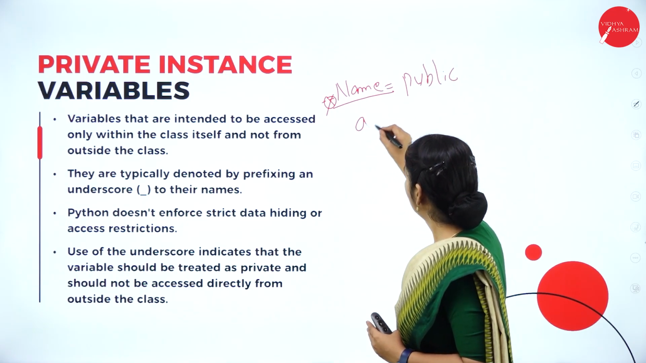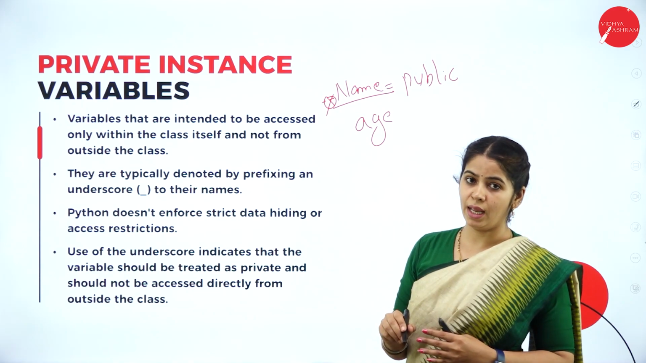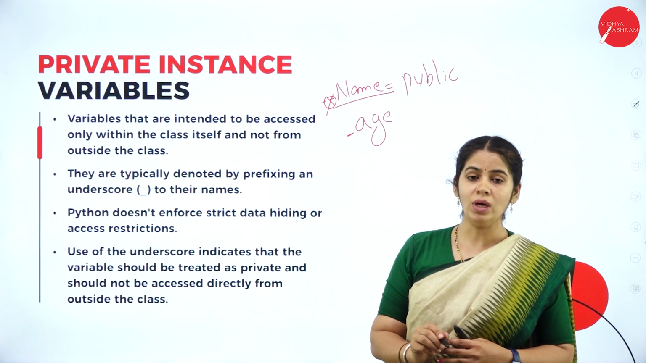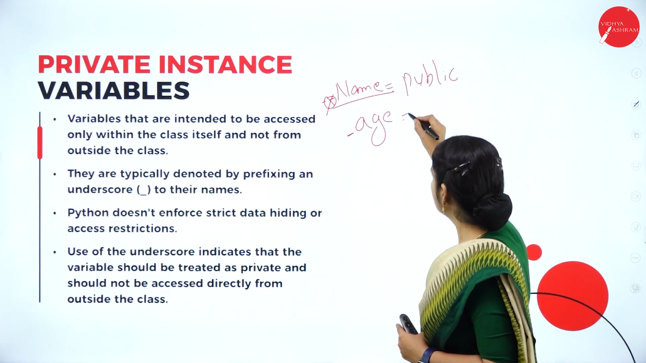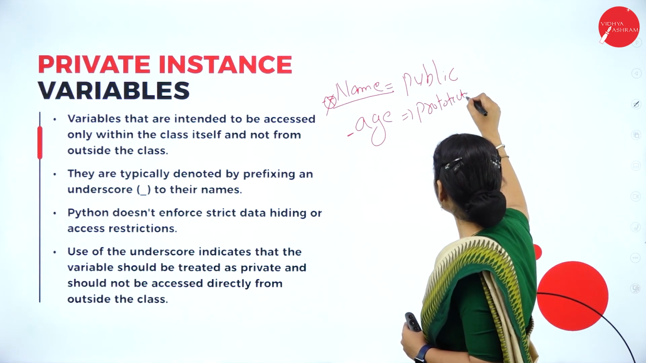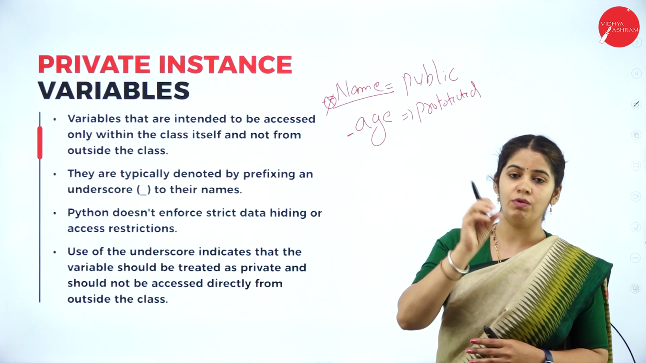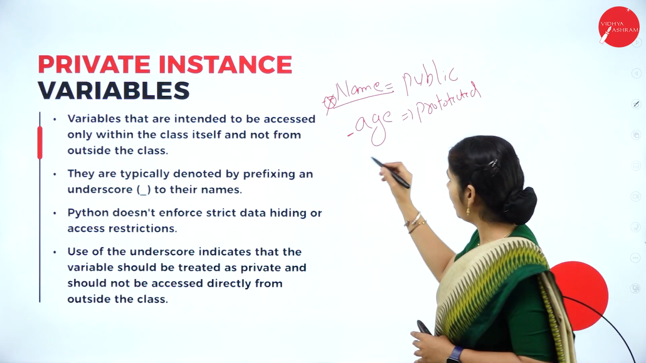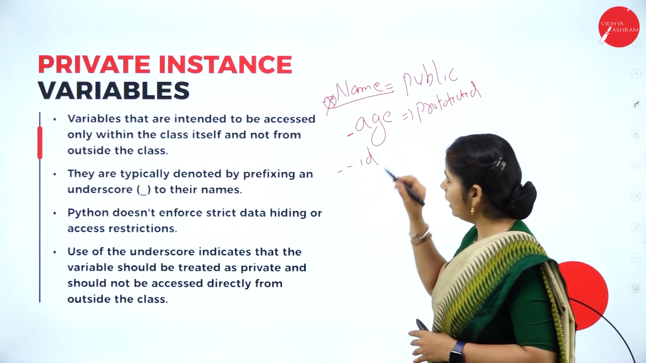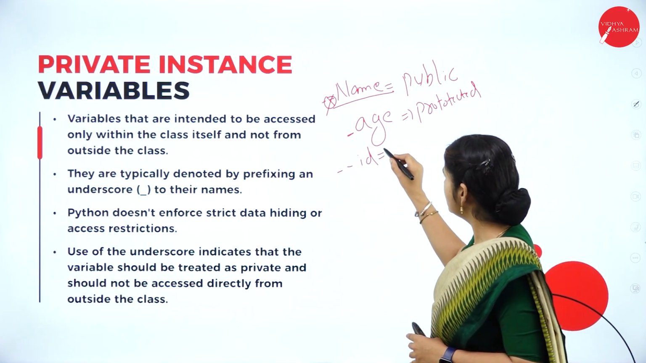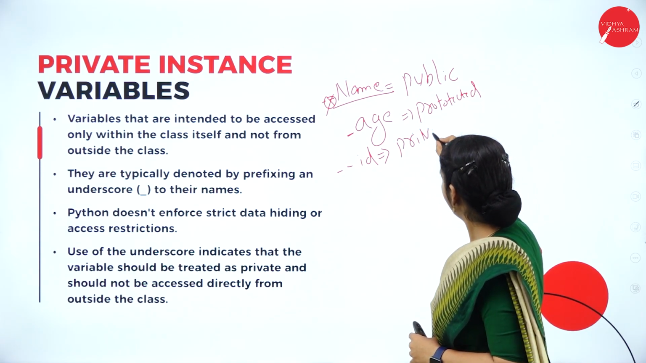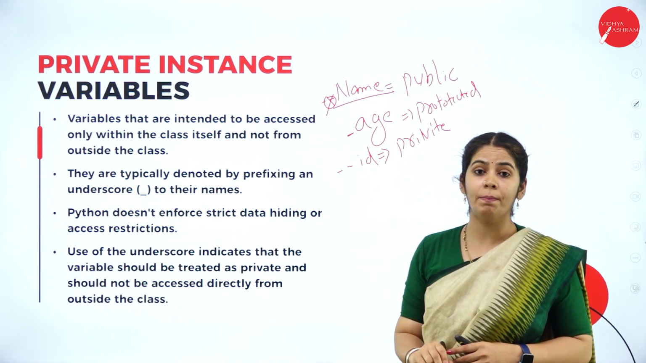If one more variable, age, is prefixed with a single underscore, then it is called protected. That data will be treated as protected data. If it is prefixed with a double underscore, like ID, then it is assumed to be private data. It is private data.